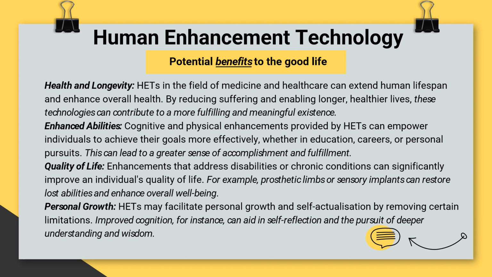The fourth talks about personal growth, so the facilitation of personal growth and self-actualization by removing certain limitations. An example could be improving cognition. It can aid in self-reflection and the pursuit of deeper understanding and wisdom by increasing one's intelligence, which these potentials of human enhancement technologies talk about. It makes sense that that would enable some greater level of development and growth. Think about what Nietzsche would say about that. If you just get it handed to you, is it the same as actual independent development and growth? You have to question it.